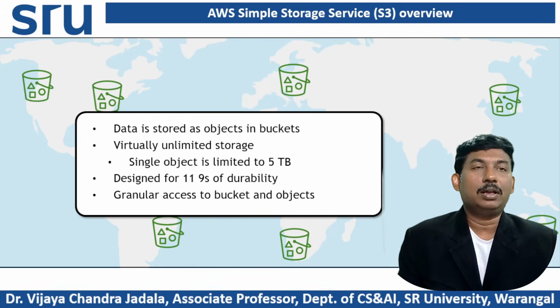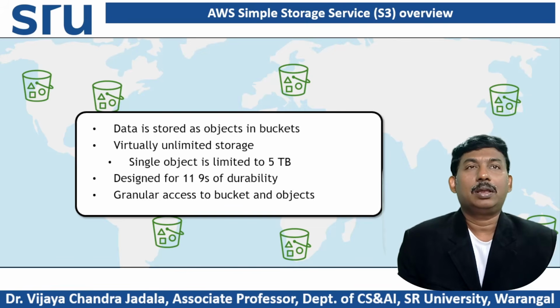It is designed for 11 nines of durability, that is 99.999999999. If you write that percentage with 11 nines, it means almost 100% durability. And there is granular access to the bucket and object. You can have exact access control over the bucket as well as the object which you have stored. So these are the major concepts related to the S3 bucket.